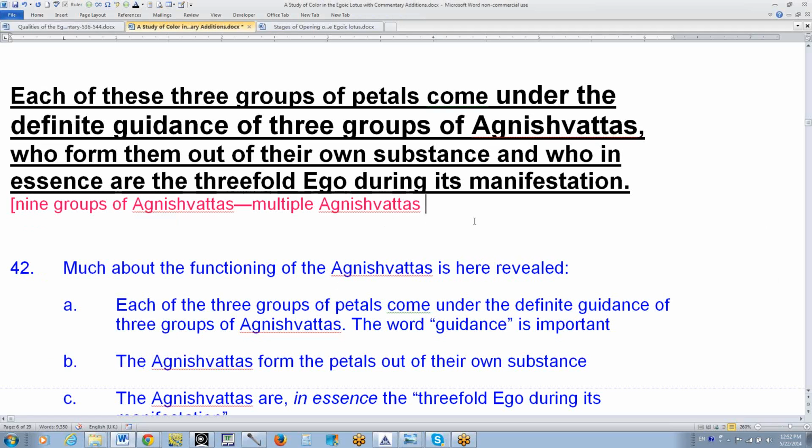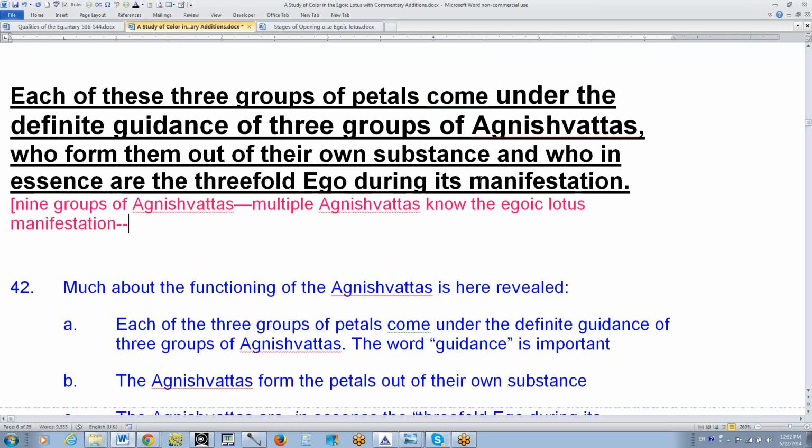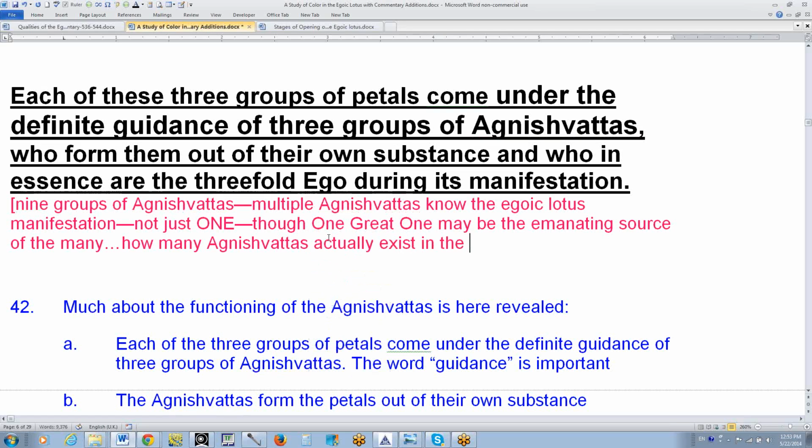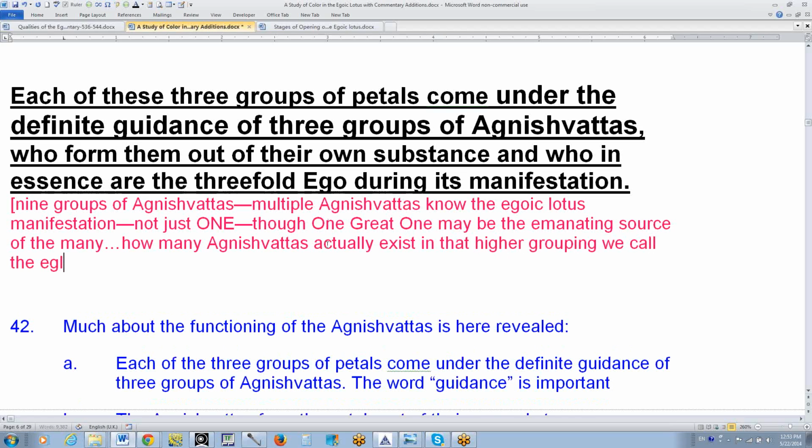So we have multiple Agnishvattas in the Egoic Lotus manifestation, not just one. Though one great one may be the emanating source of the many. So I wonder, how many Agnishvattas? And let's make this a word that exists. How many of the Agnishvattas actually exist in that higher grouping we call the Egoic Lotus?